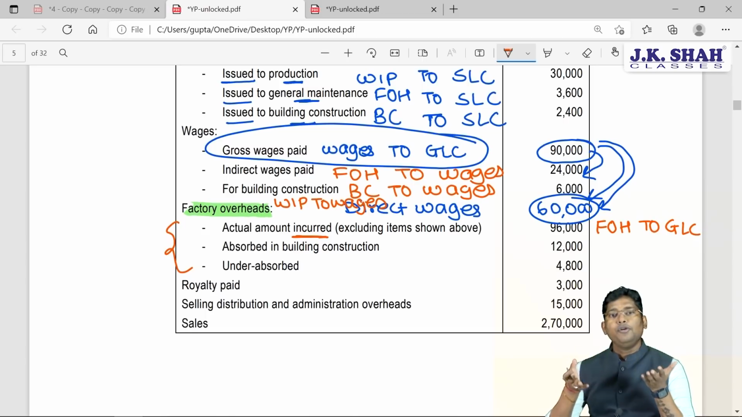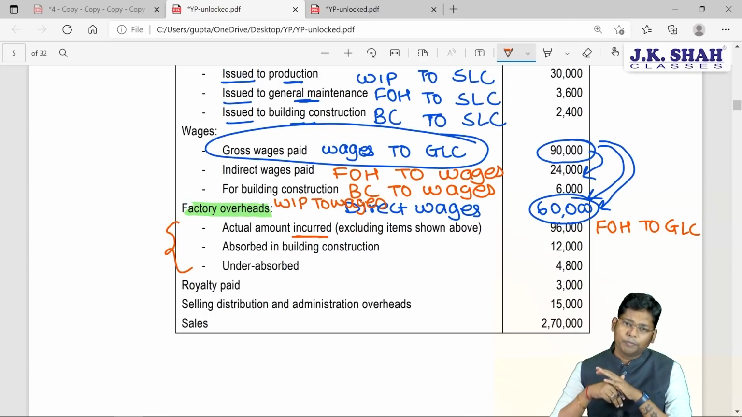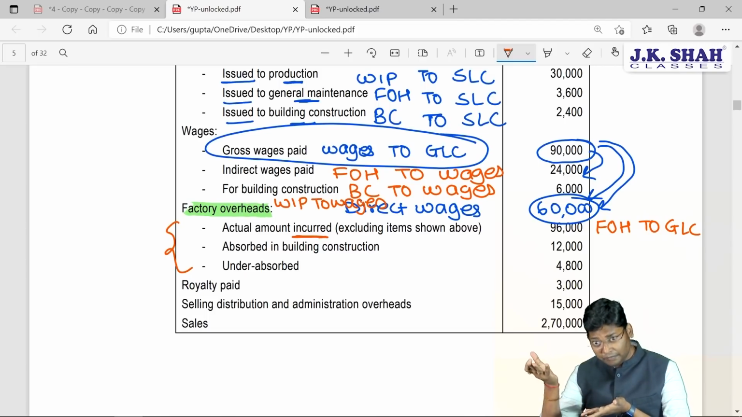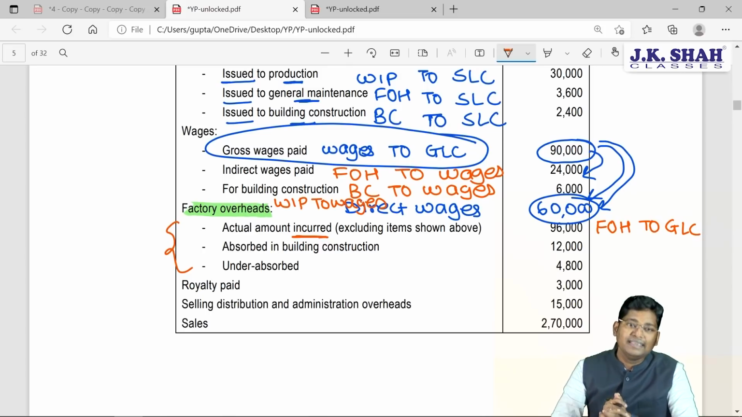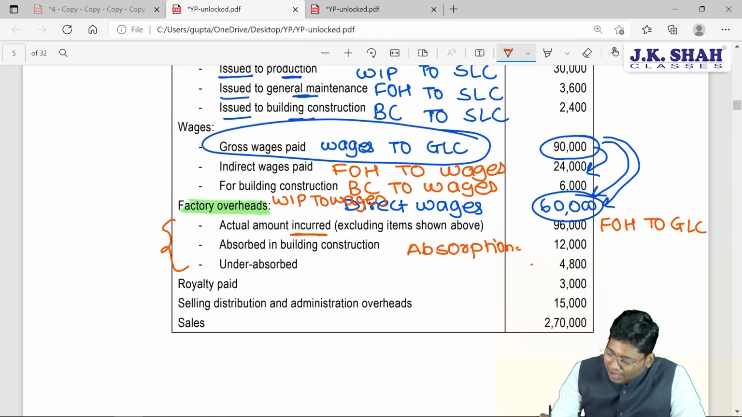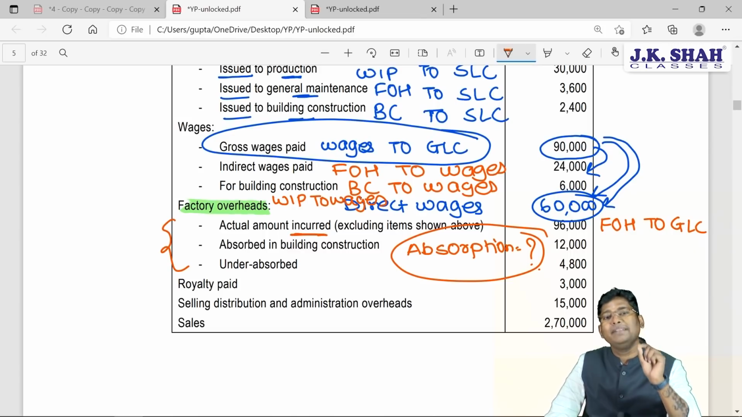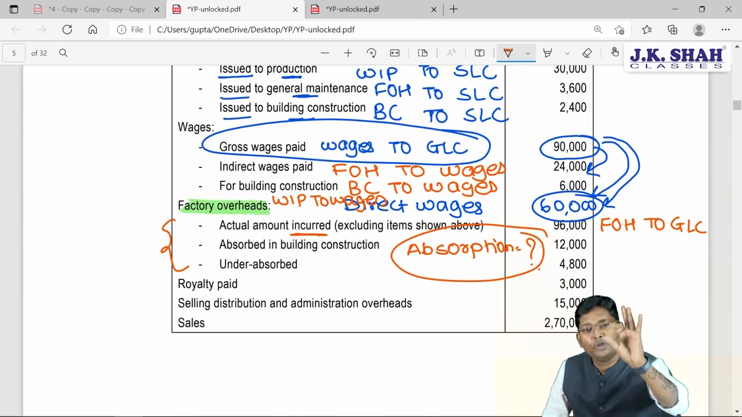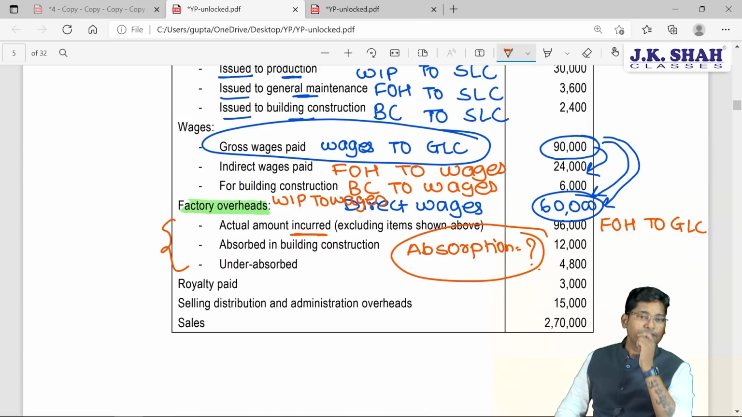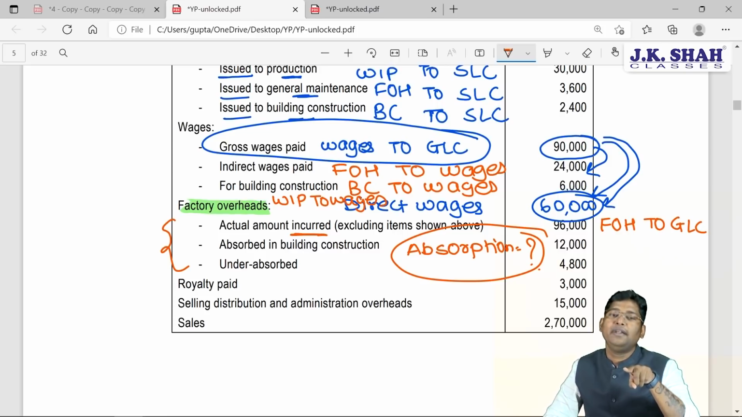Now, whenever you are passing entry for any of the expense from the cost sheet, you should pass payment entry, which is already been passed, FOH account debit to GLC. But one more entry is needed, and that entry is absorption entry, and absorption amount is not given anywhere in the question. This amount you are going to get from the FOH account whenever you are going to close this. Once FOH account is closed, you will be getting absorption amount, and from there absorption entry you should pass.